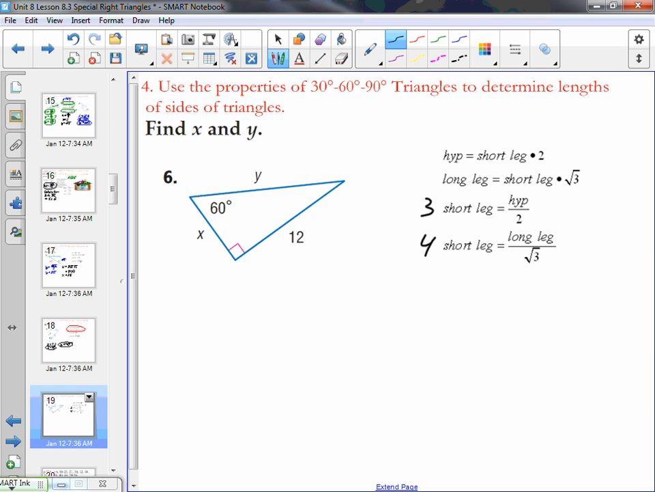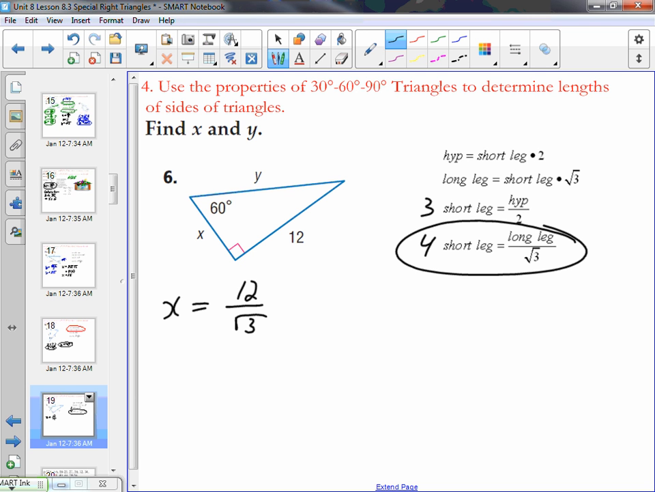Why number 4? Because we know the long leg. Okay, so which variable represents the short leg, the x or the y? So short leg x equals long leg 12 divided by the square root of 3. We just did this problem, didn't we? Like one of the others is just like it.